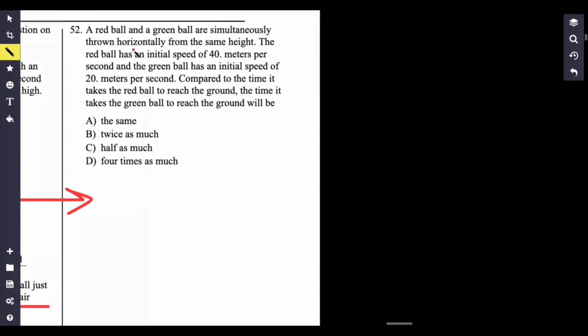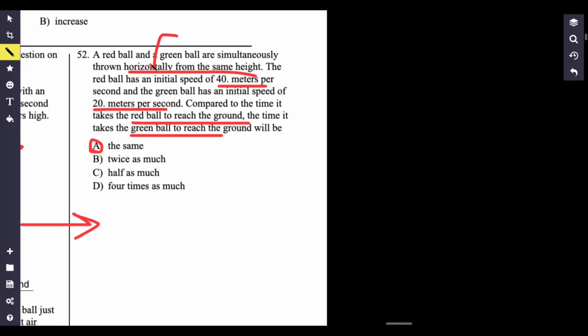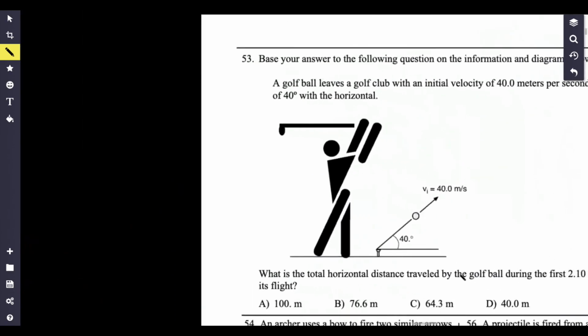They are simultaneously thrown from the same height. The red ball has an initial speed of 40 and the green ball an initial 20. Compared to the time it takes for the red ball to reach the ground, the time it takes for the blue ball to reach the ground will be what? Once again, it's going to be the same because it's thrown horizontally. It's like throwing two balls. They're going to land at the same time because it doesn't matter how fast it's moving in the horizontal direction. If the vertical velocity starts at rest and acceleration due to gravity is constant, they're all going to fall to the ground at the same time.